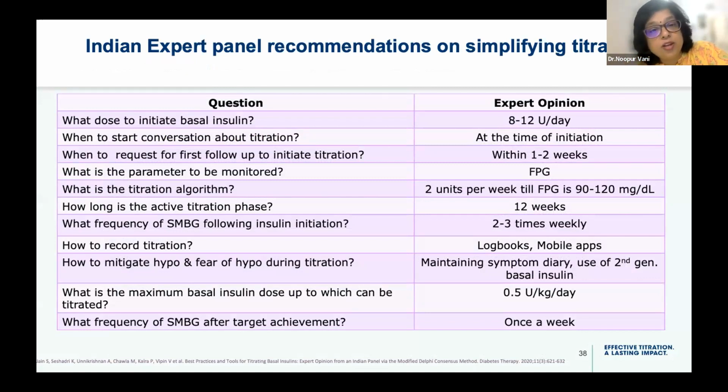When should we start talking about insulin? At the very day the patient gets the first uncontrolled blood sugars. Insulin can also be a part of your treatment later on. When should we start talking about titration? Whenever we initiate insulin. When is the request for the first follow-up? Within first to 2 weeks.